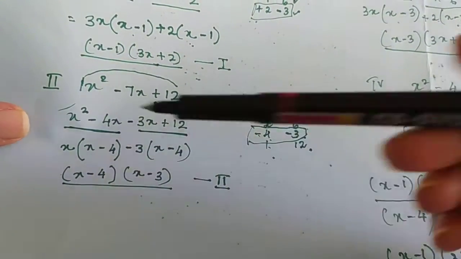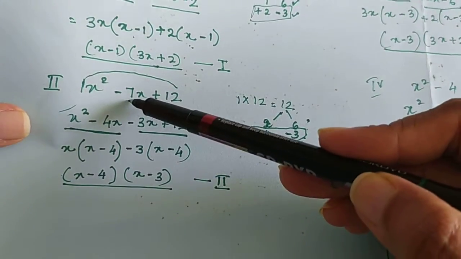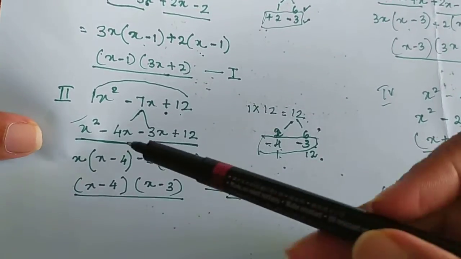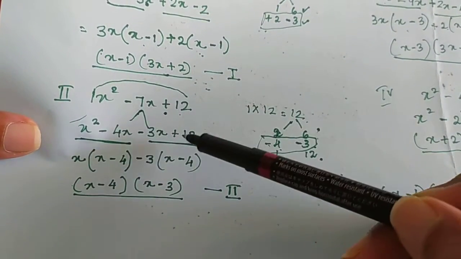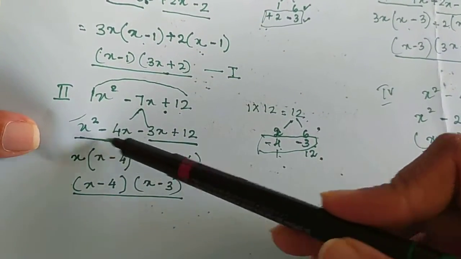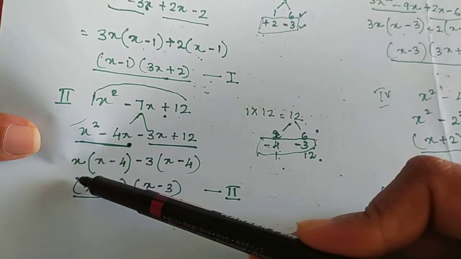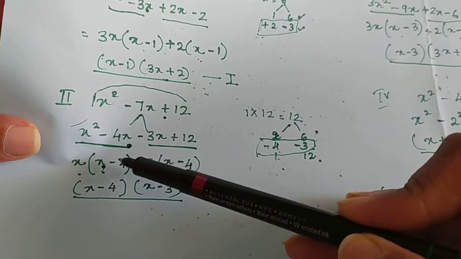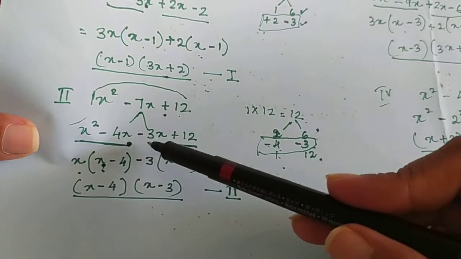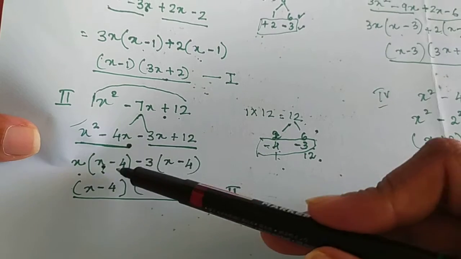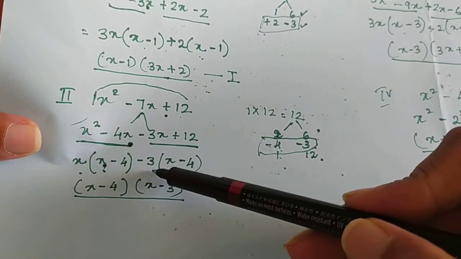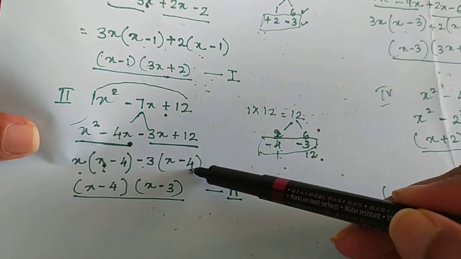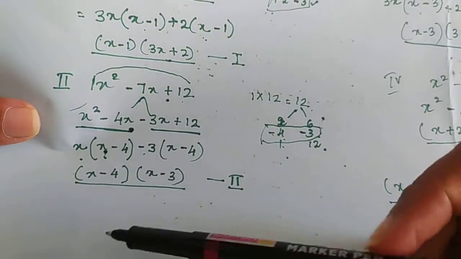Now I've got both my factors, so I'm going to say x square, and I'm going to split that 7x as minus 4 and minus 3. So minus 4x minus 3x plus 12. The common term between these two is x. So the uncommon will remain inside, x minus 4. Minus 3 is common, and I can write the same bracket again. Then later I check my answer: minus 3 into x is minus 3x and minus 3 into minus 4 is plus 12.